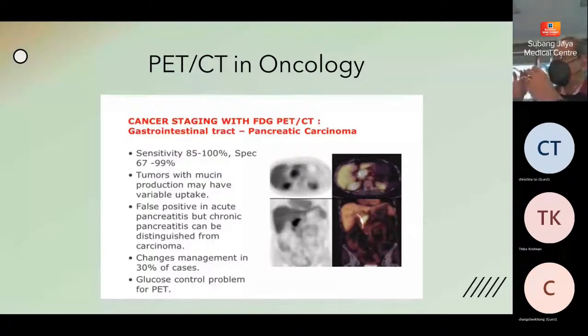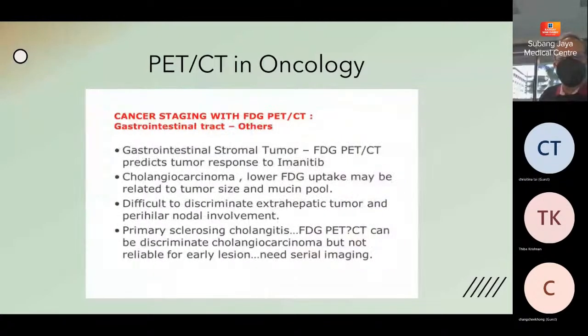it can be variable because of the tumor size and mucin pool, and it's sometimes difficult to discriminate extrahepatic tumors and perihilar node involvement. And in patients with primary sclerosing cholangitis, there's a higher risk of cholangiocarcinomas, almost similarly intense. But of course, if the tumor does occur, it would become more and more FDG avid, and therefore you need serial imaging for these patients to detect disease.